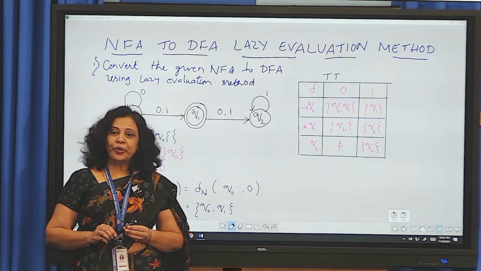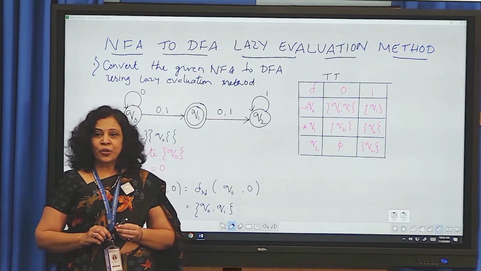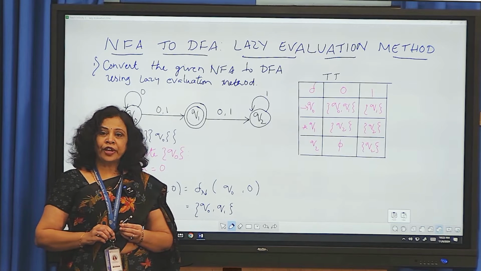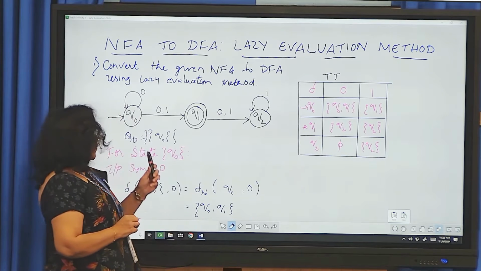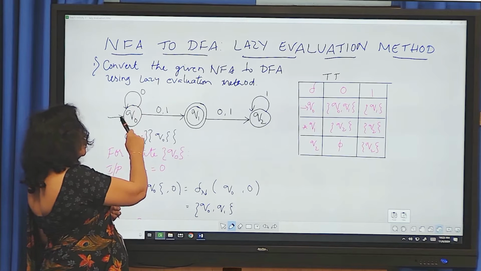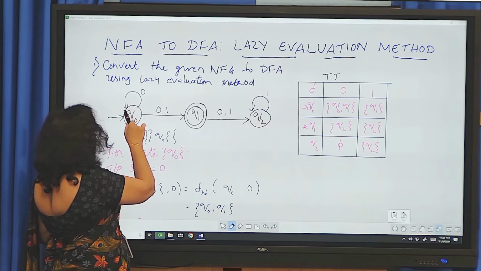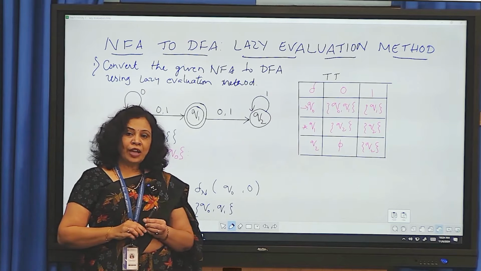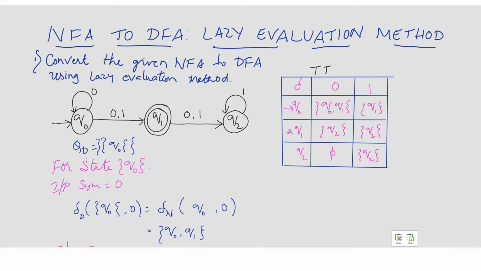Conversion of NFA to DFA using lazy evaluation method. So a problem is given: convert the given NFA to DFA using lazy evaluation method. We know that if it is NFA, from one state on one input we can make multiple transitions. Say for example, Q0 on 0 can go to Q0 as well as Q1. We will have to convert this to equivalent DFA. We will see the method for this.